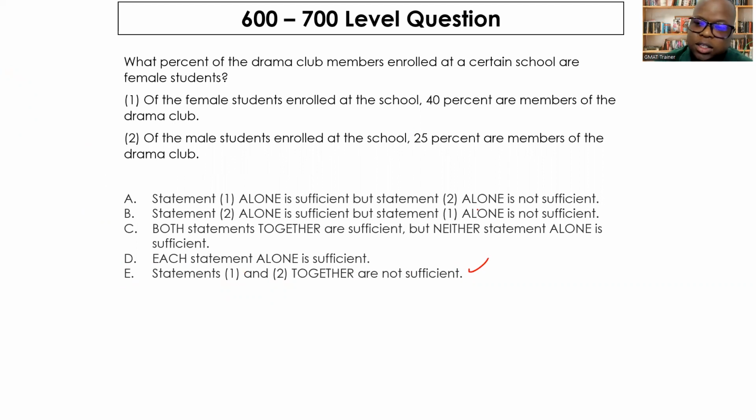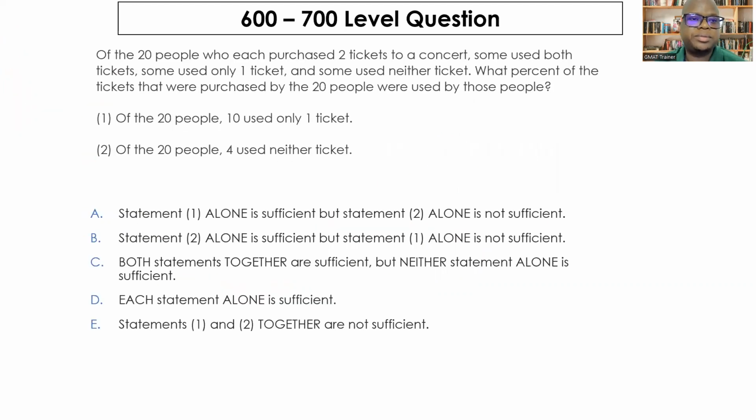And now let's look at the last question, the third or last question. Of the 20 people who each purchased 2 tickets to a concert, some used both tickets, some used only 1 ticket, and some used neither ticket. What percent of the tickets that were purchased by the 20 people were used by those people?